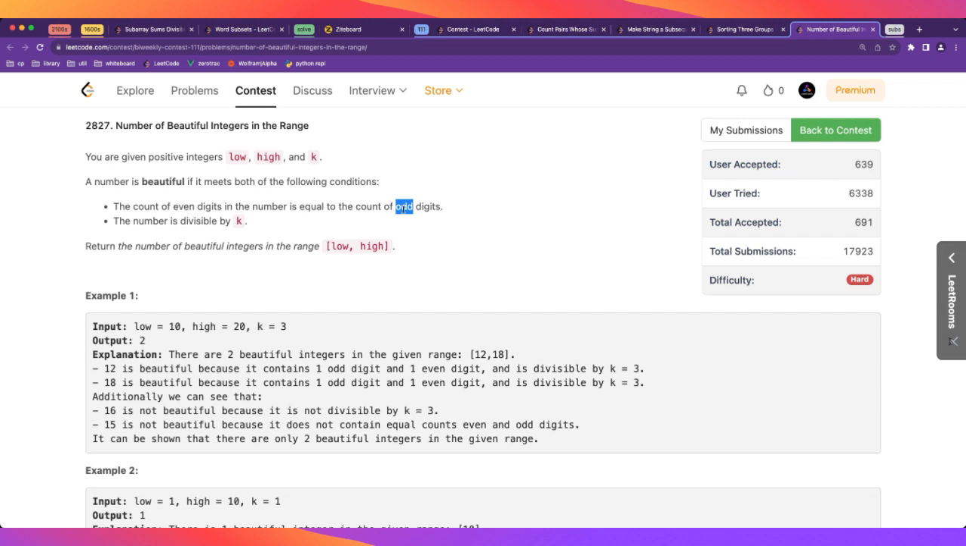And then we have this condition that we want the number to be divisible by k. And one way to do this is to keep track of the remainder of the number by k, so that at the end we check if it is 0, which is another way of saying that it's divisible by k. The remainder is 0.